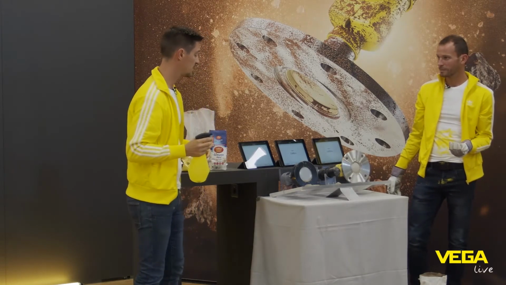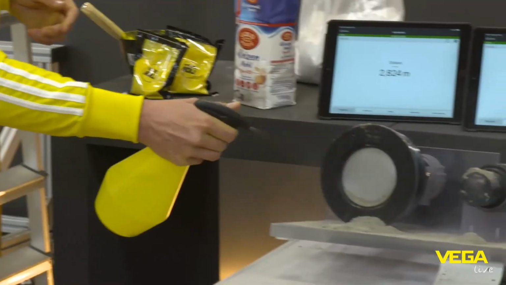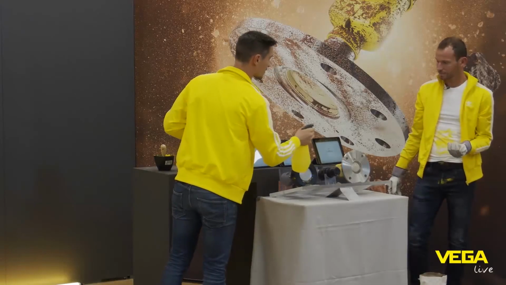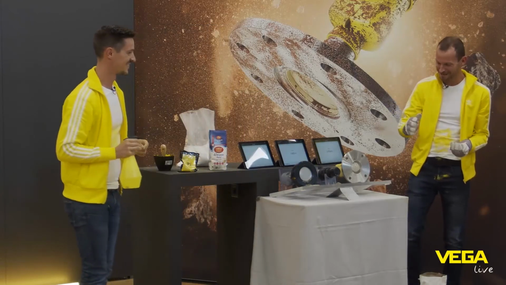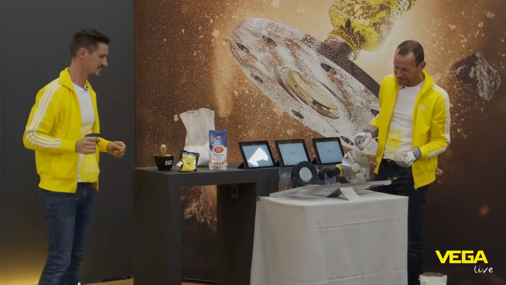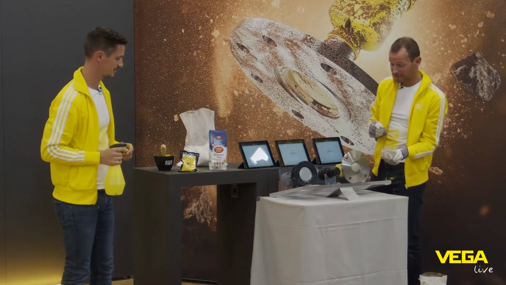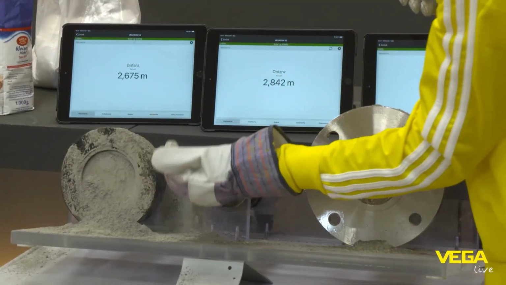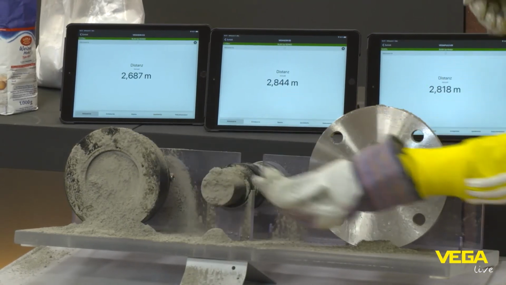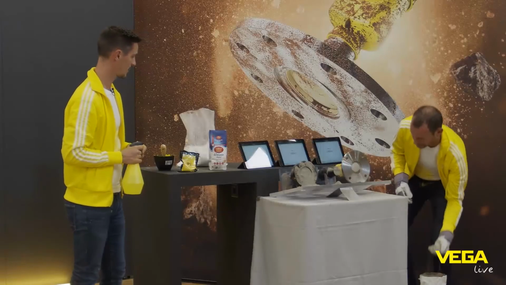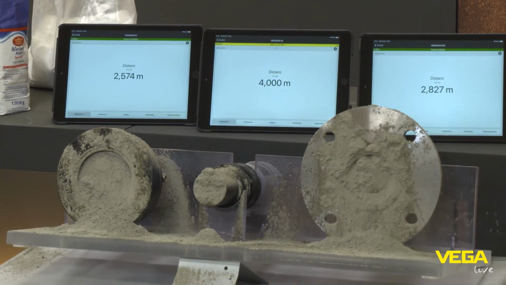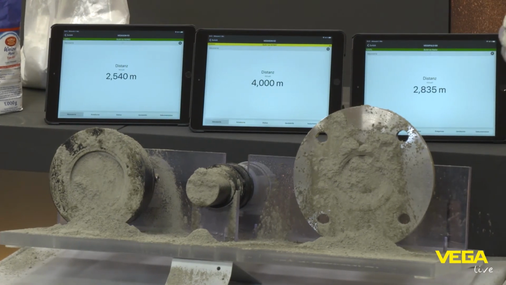And now let's start to simulate this condensation. So make all the different sensors really wet. Okay, let's put now some dust in the air and some build-up on the sensors. And I need a little bit more. And then we can have a look how the sensors are performing.